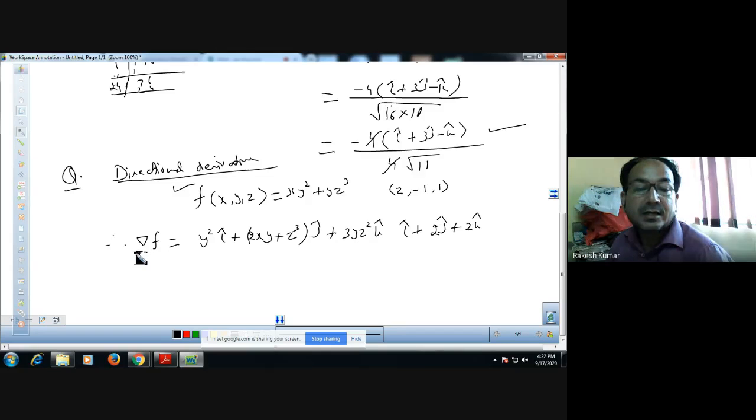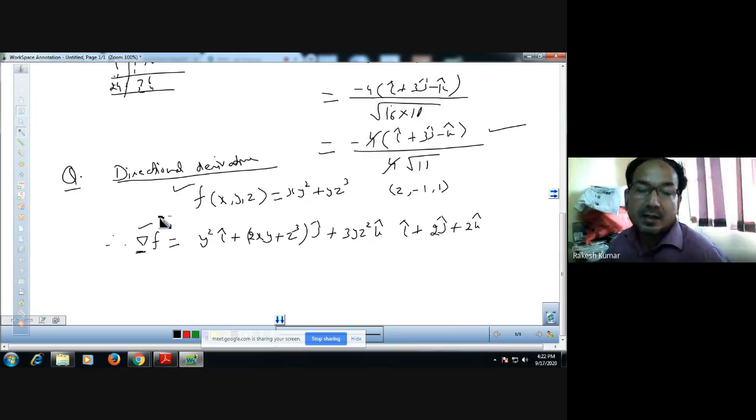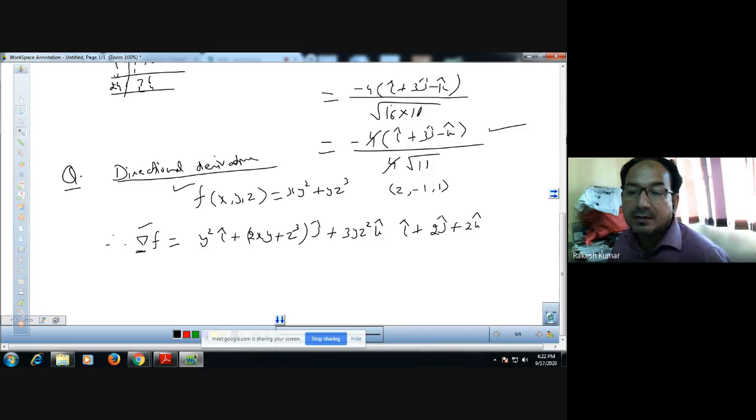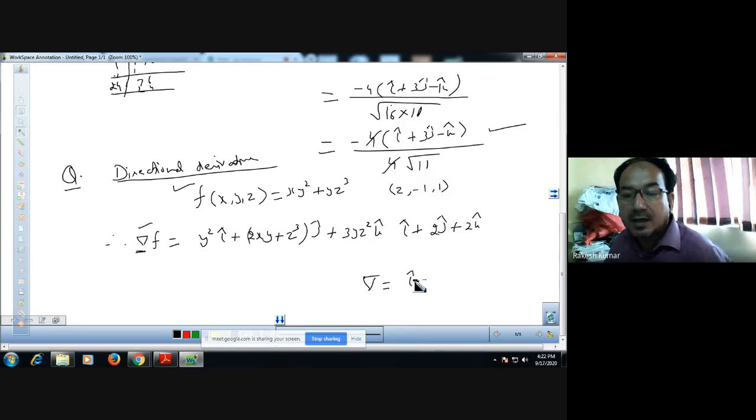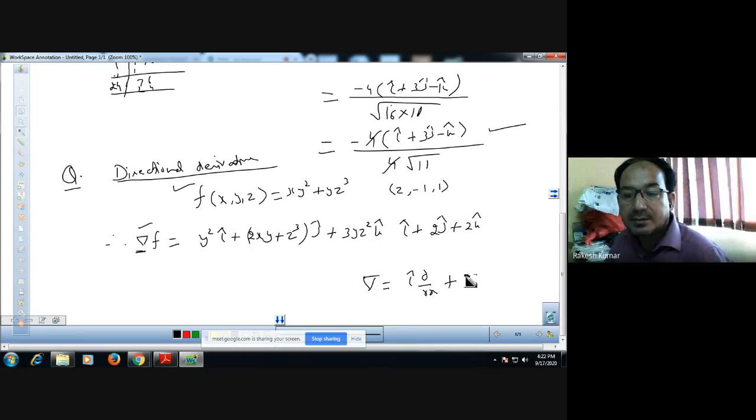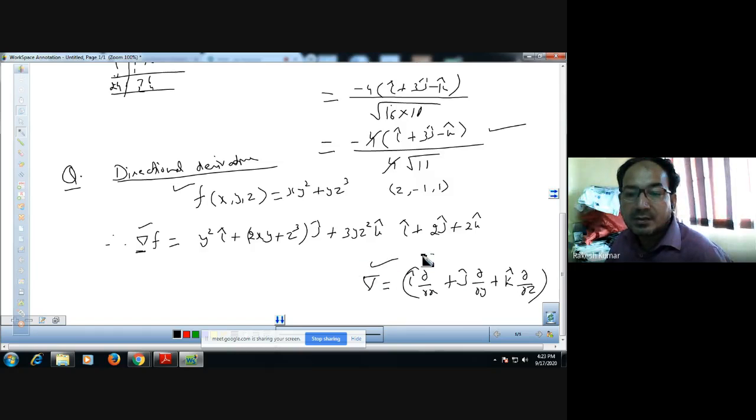And using the definition of del. This is the del operator, and we have defined the del operator earlier. The del operator was i cap del by del x, j cap del by del y, and k cap del by del z. This is the del operator. You must remember this. Now, this is your gradient of this surface.